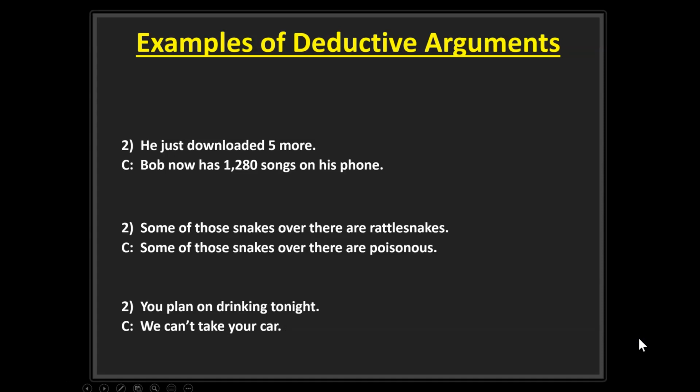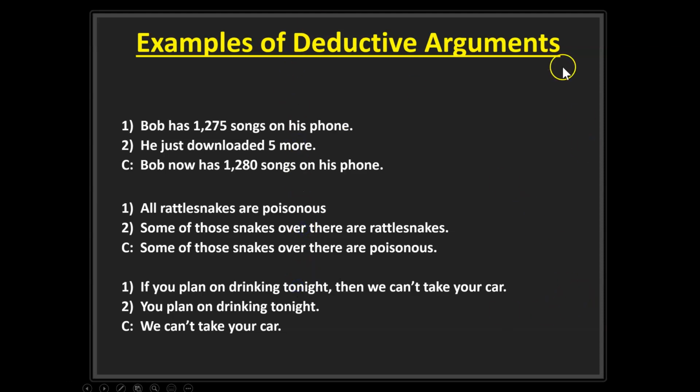So, like I said, we'll take a quick look at deductive reasoning first. So here's 3 examples. Look at the top one here.